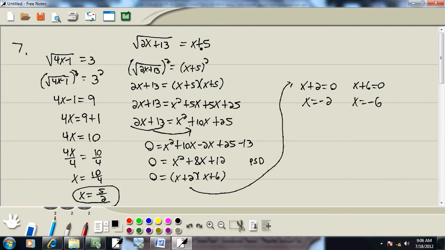Now if I put negative 2 up here, negative 2 here would give me a negative 4 plus 13 is 9. Square root of 9 is 3. And that would give me a 3 on this side. So it checks. Negative 6. 2 times negative 6 is negative 12. Plus 13 is 1. Square root of 1 is 1. If I put negative 6 here, negative 6 plus 5 is a negative 1. 1 equals negative 1? No, that one doesn't check. So x equals negative 2 is our only answer there.